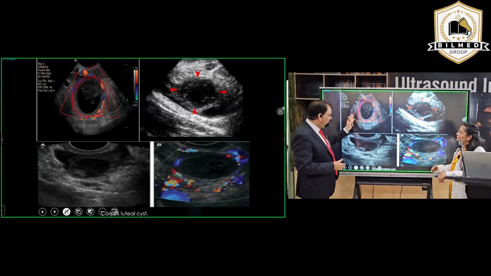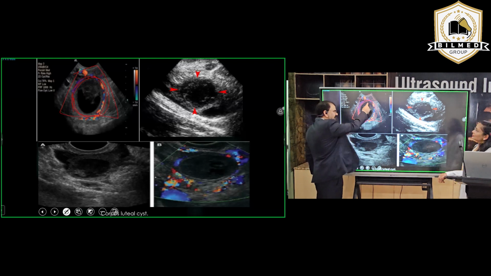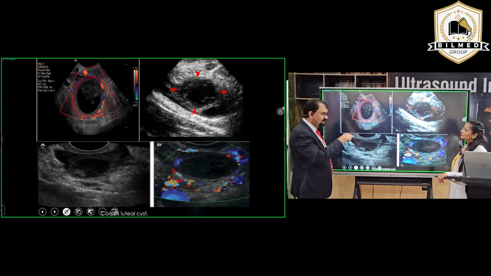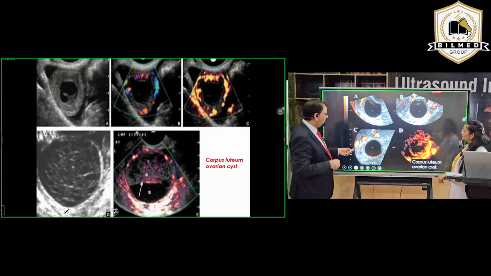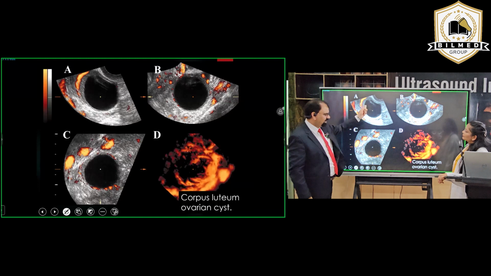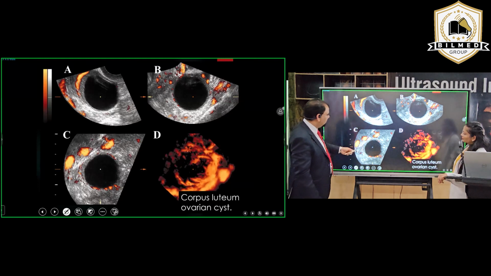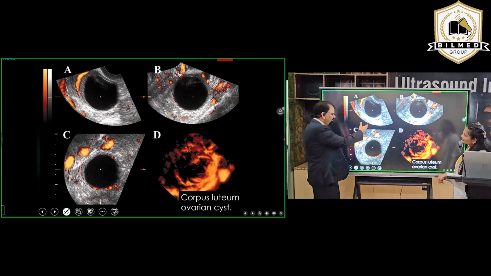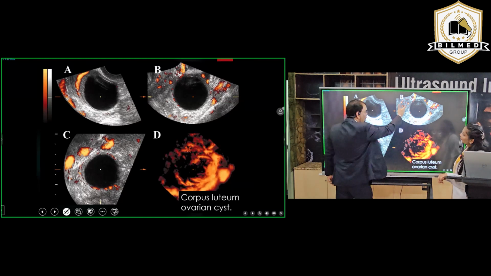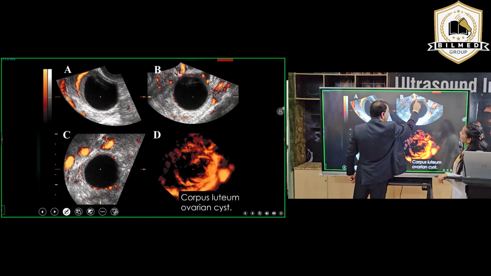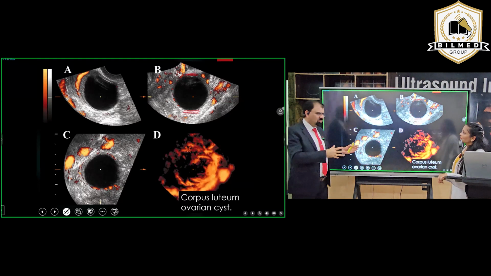Okay. So the basic important point is that I will have a ring of fire pattern if this is a corpus luteum. Now see the ring of fire pattern, very beautifully shown. Now a lot of physics is behind this. Why am I not seeing more color on the top? The color is missing over here. This is the angle of insonation, the throwing angle, which we are teaching in our classes.